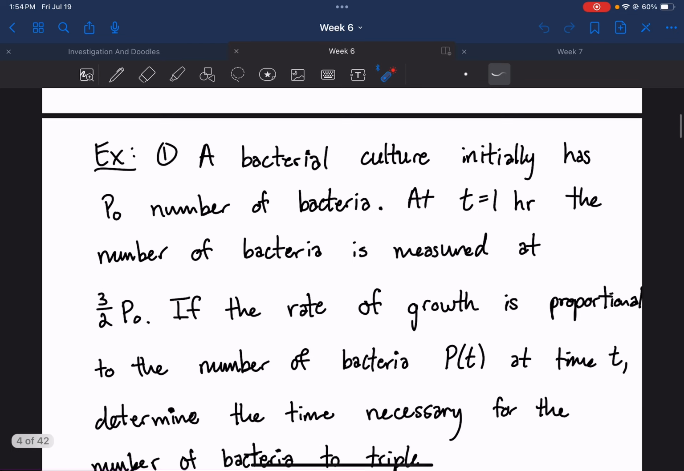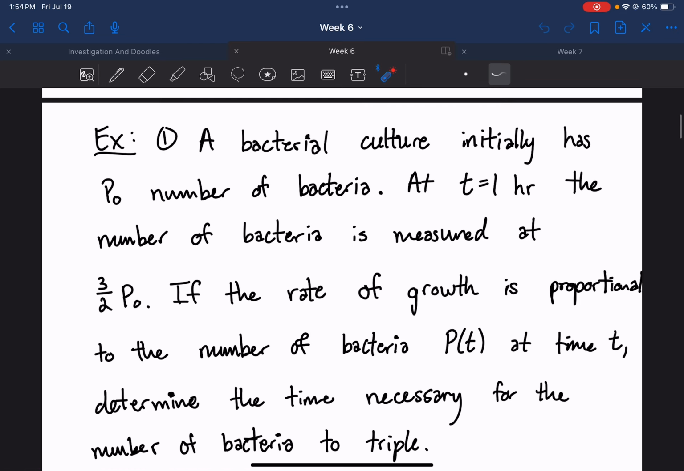Here's an example. We've got bacteria in a petri dish. We have initially some P0 number of bacteria. It doesn't really matter how much it is. And after 1 hour has passed, the number of bacteria is 3/2 the original amount, P0. So we went from P0 to 1.5 P0.